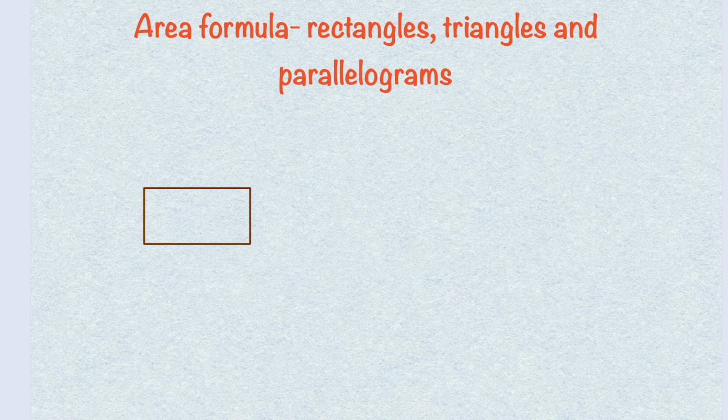Let's start by looking at a rectangle. In this rectangle we have the length and the width of a rectangle. And to find the area of the rectangle, we will use a formula: area equals length times width.